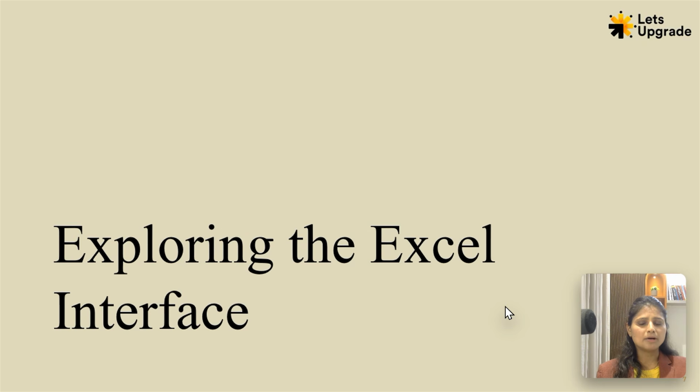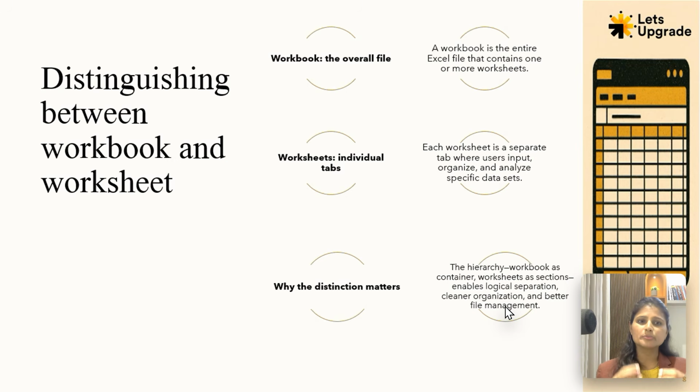So if I talk about the interface of Excel, the basic terms that come with Excel, the first is the workbook. Now you need to understand the difference. The other day I was getting a call from one of my friends, and she was like, I am not able to find my workbook. My workbook is hidden. I said, how come it is hidden? Then she said, no, maybe the worksheet is hidden. So there was confusion between what is a workbook and what are worksheets.